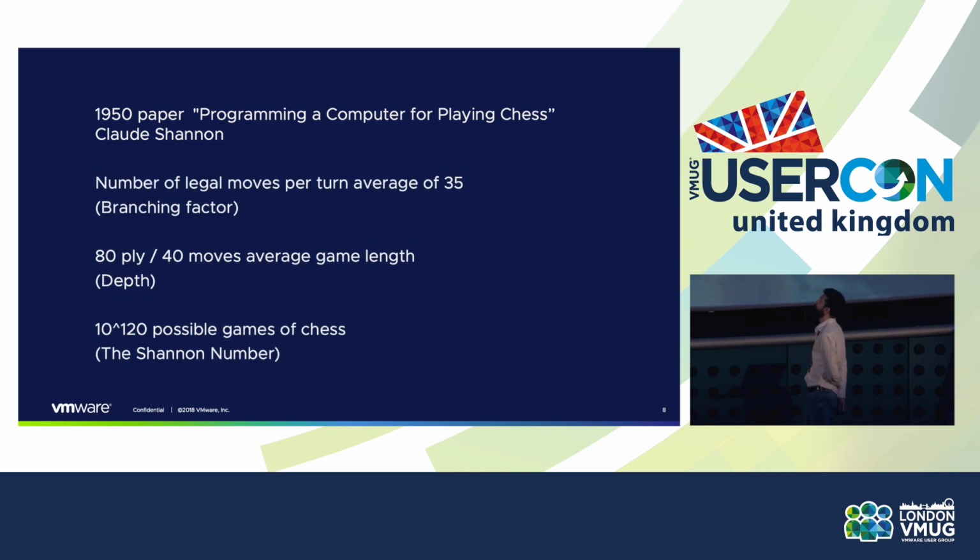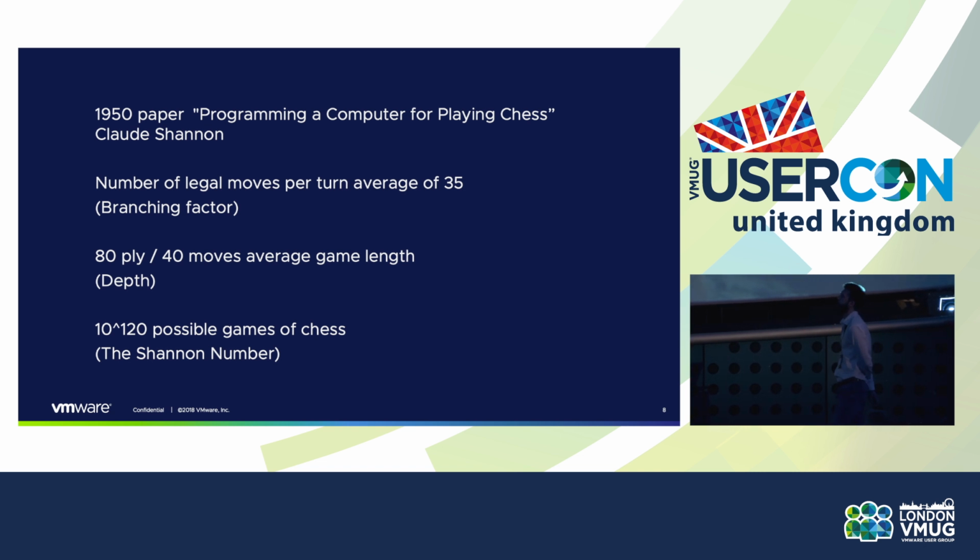So if we look at some of the numbers for that, the number of legal moves that you can make in a chess game at each point, there's an average of 36 different possible legal moves you can make at each point in a game. And average game length is 80 ply, 40 moves. So white makes a move, that's 1 ply. Black makes a move, that's another ply. So half a move each time. If you multiply those together, you get 10 to the 120, which is called the Shannon number.